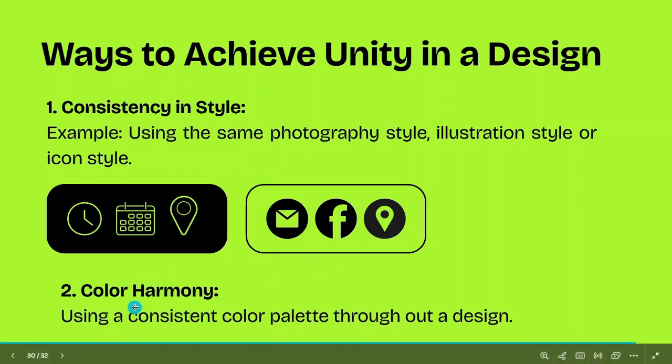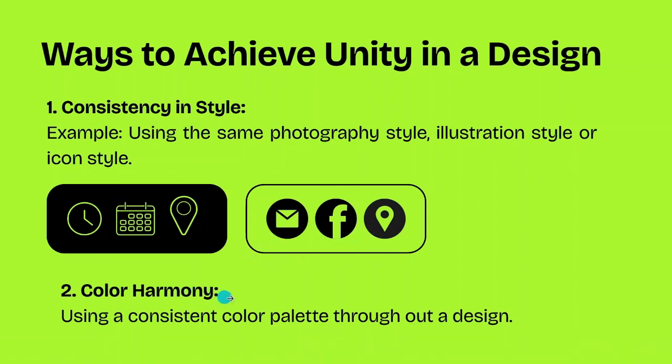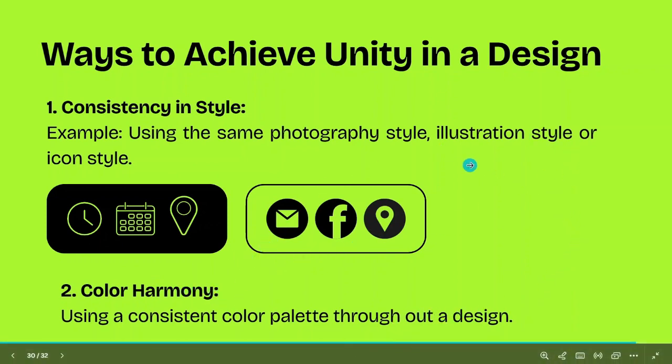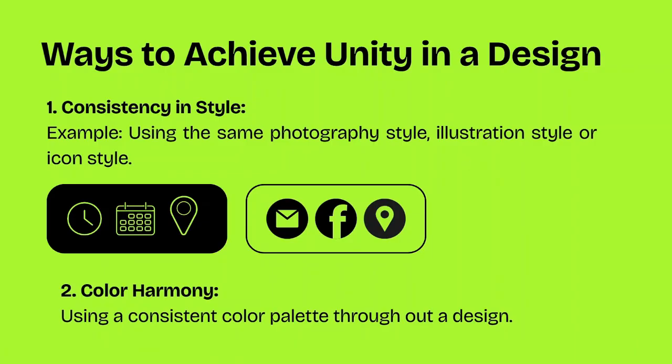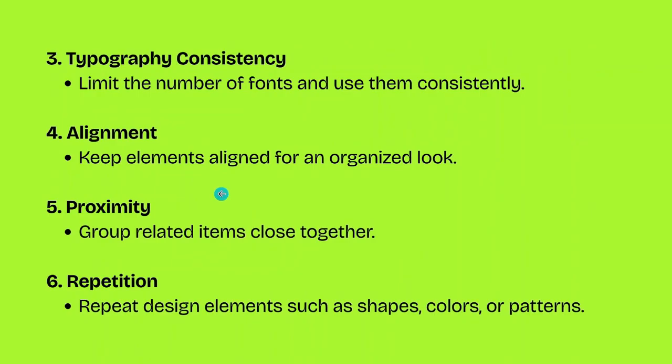Then we have color harmony. Another way you can achieve unity in a design is by using a consistent color palette. Let's say the brand color is orange and blue. Just make sure you use orange and blue throughout the design. By doing that, you are achieving unity in that design. So unity is more like a way of bringing everything together, all the elements I mentioned so far.